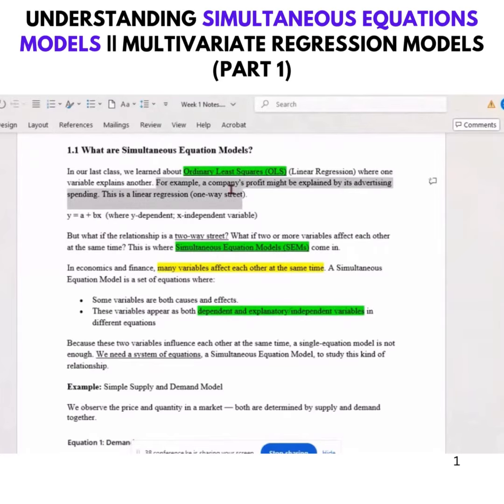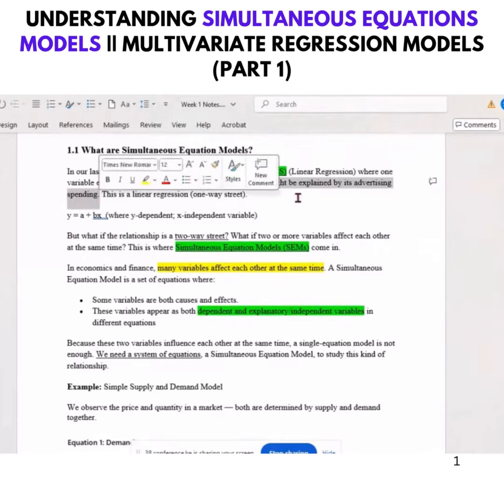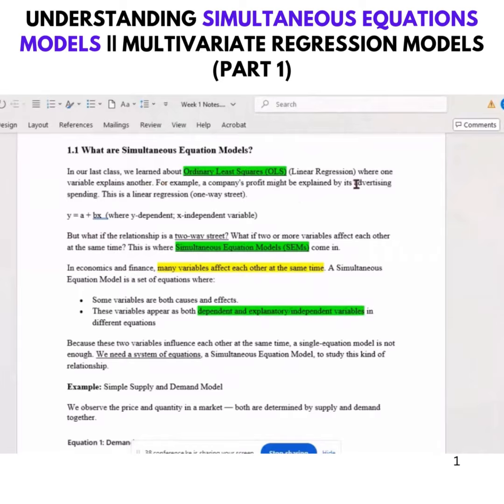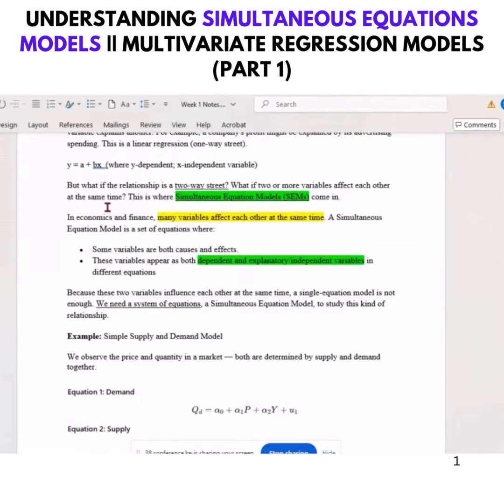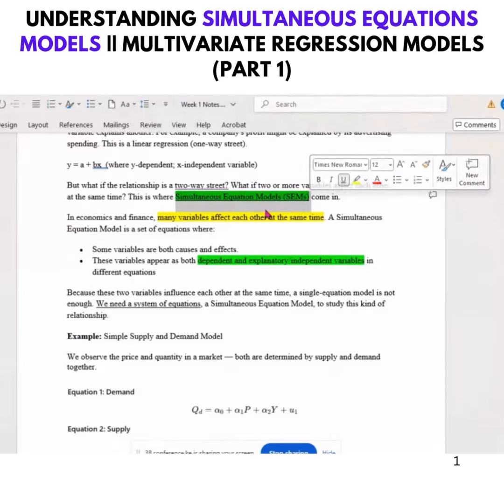For instance, we have given an example here. How is a company's profit explained by the advertising cost? In this case, the advertising spending or the advertising cost is the independent variable, and then the profit is the dependent variable. But in other situations, we have what we call a two-way street, where we have two variables affecting each other at the same time. In such a case, that is why we have what we call the simultaneous equation models.